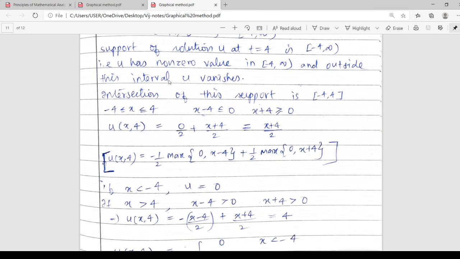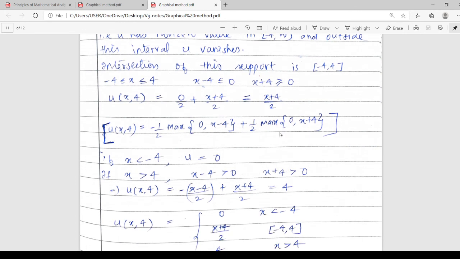In this intersection we have x-4 less than 0 and x+4 greater than 0. So it means that for u(x,4), you have to substitute in the formula. Okay, you have to substitute here, not in equation A. So the first maximum will become 0, and here you will get (x+4)/2. Now if x is less than -4, you will get u equal to 0.